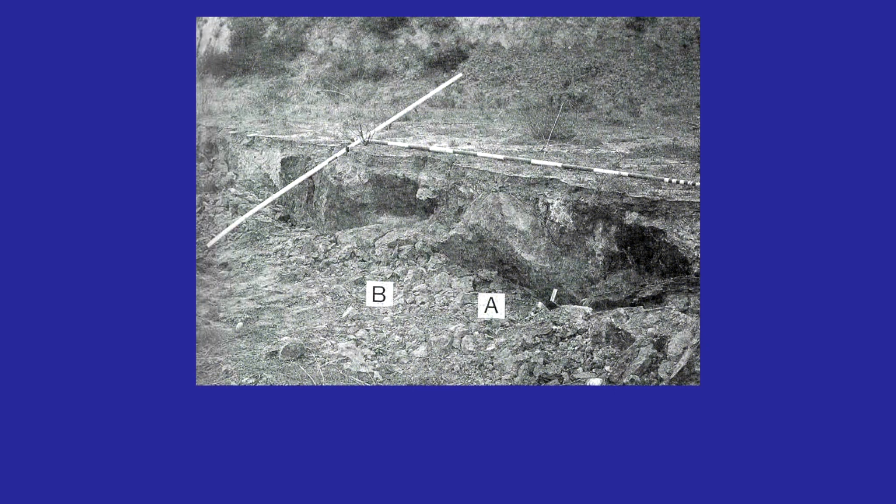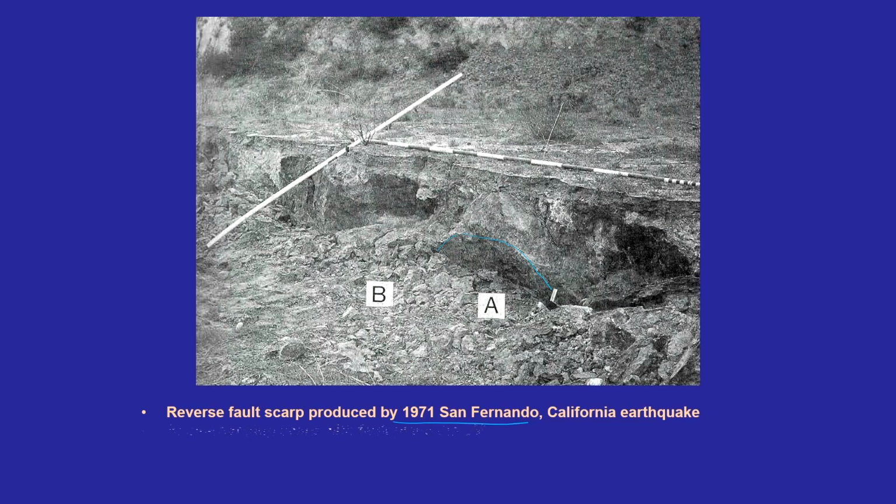Before that, this was an example which we have already discussed, the case of a very clear scarp which has been seen here. Of course, the material is not very soft, but the blocks are seen fallen down. This is a reverse fault scarp produced by the 1971 San Fernando California earthquake. The hanging wall, what you see here, is the A part, the hanging wall scarp with a fault plane of almost 65 degrees, a very high angle, with collapsed material you can see over here.